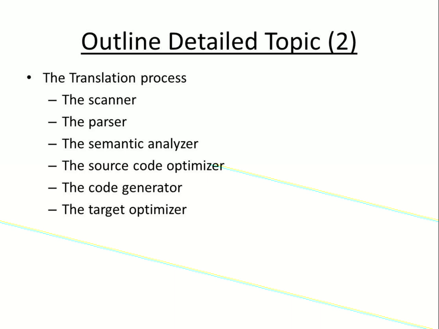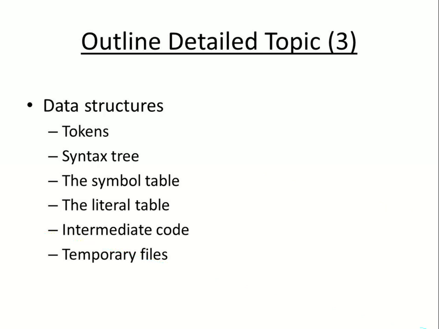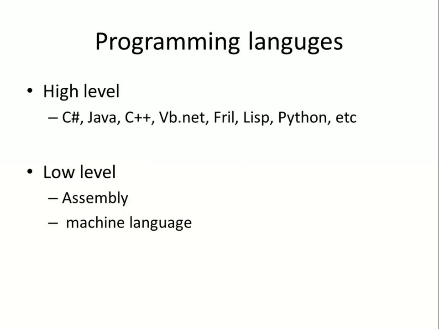So this translation is done in multiple phases. The first phase is the scanner, the second is the parser, the third is the semantic analyzer, the fourth is the source code optimizer, the next is the code generator, and the last is the target code optimizer. The data structures that we are going to talk about are tokens, syntax tree, the symbol table, the literal table, intermediate code, and temporary files.